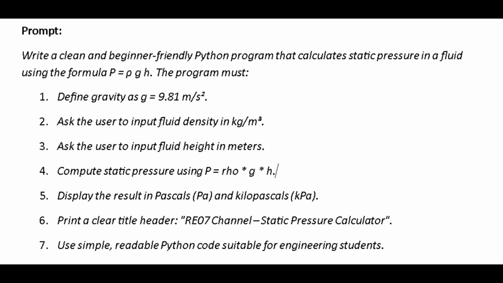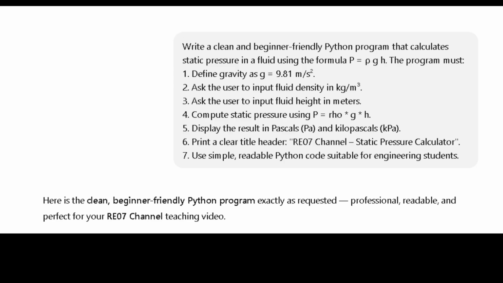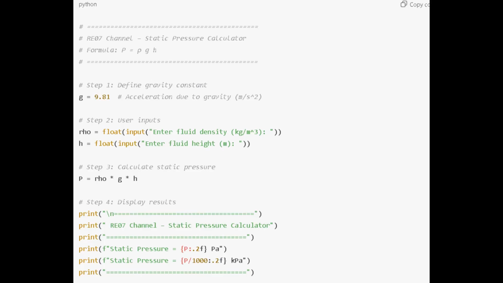6. Print a clear title header, RE07 channel, static pressure calculator. 7. Use simple, readable Python code suitable for engineering students. Now, we will paste this prompt into an AI code generator to produce a clean, readable Python program suitable for engineering students.